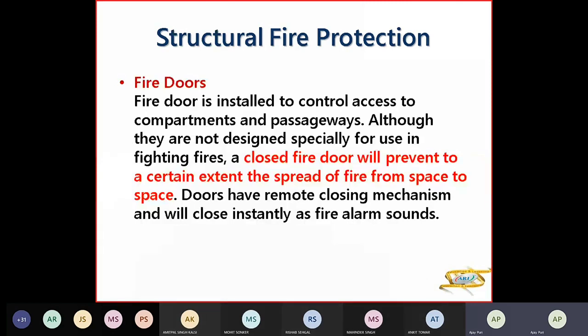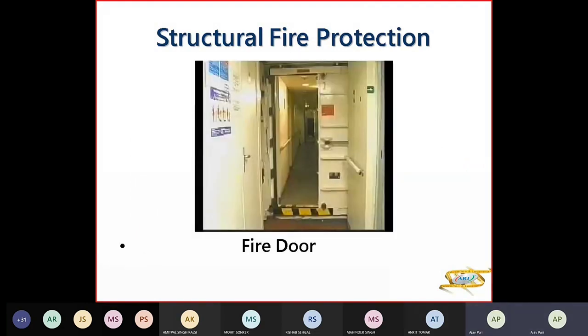So that is the fire bulkheads. Now we come to what are fire doors. So these are the fire doors which can automatically shut after your fire alarm.